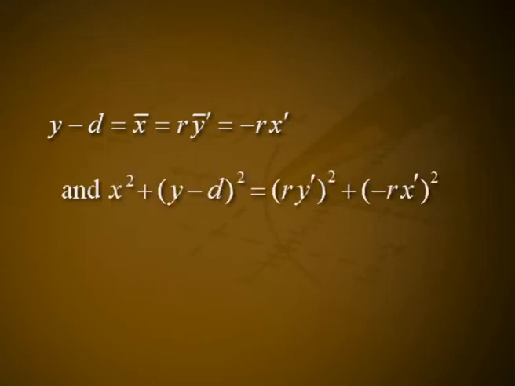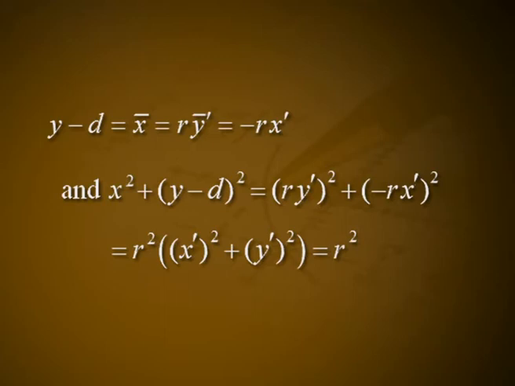Thus, y minus d is equal to x̄, which is equal to r ȳ', which is equal to minus r x'. x² plus (y minus d)² is equal to (r y')² plus (−r x')², which is equal to r² (x'² + y'²), which is equal to r². Therefore, α is a circle of radius r centered at (0, d) in the xy coordinate system.